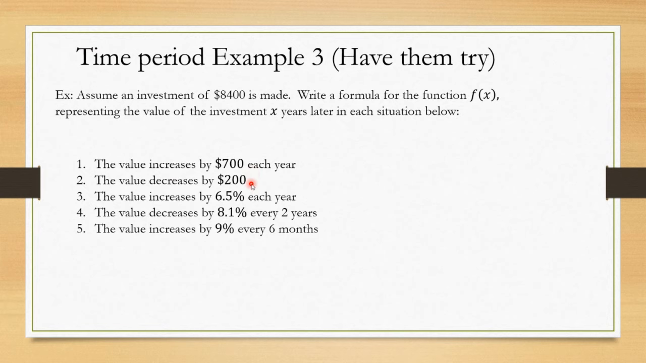Same thing with number 2. In 2, it's decreasing each year, but still it's a dollar amount. Whereas for number 3, the value is changing by a percentage. So that's how we know those are exponential.